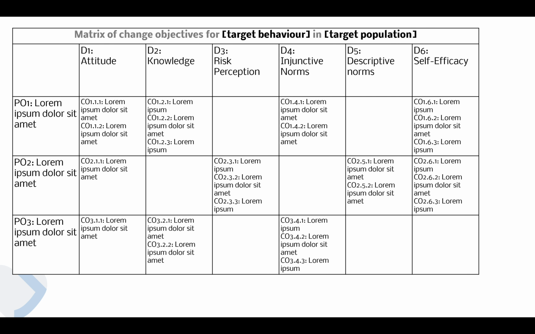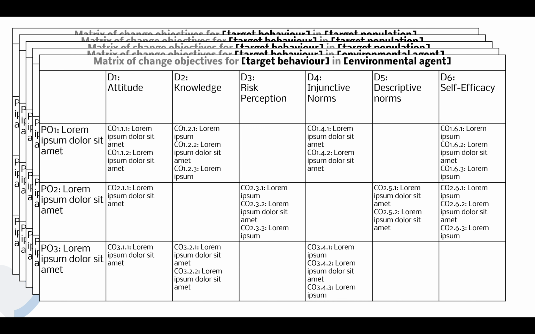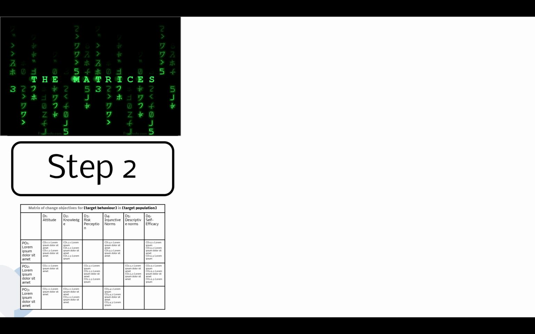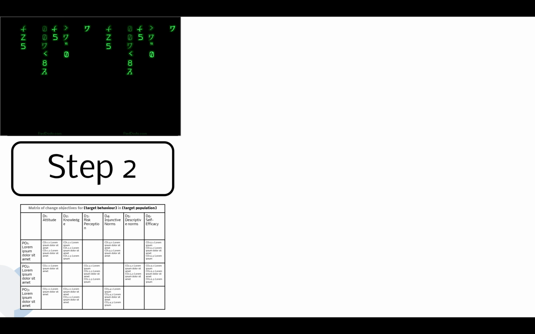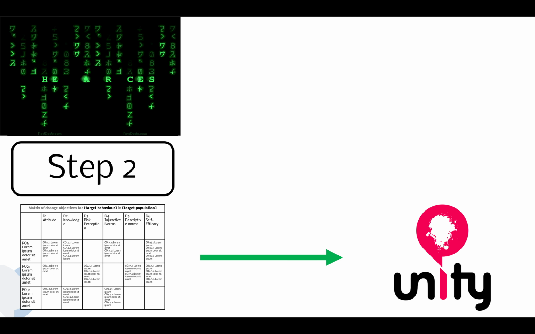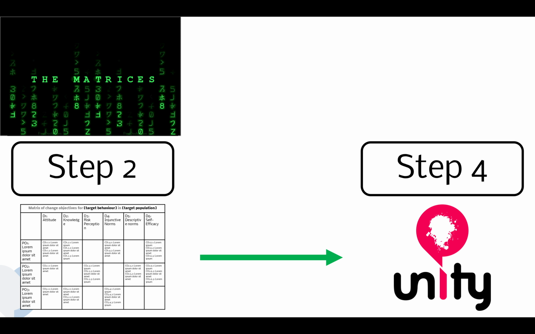So far you've been working on step 2. So hopefully you've been working on matrices and matrices and matrices. That basically summarizes step 2, because those matrices of change objectives are kind of like an overview, a summary of all the work you've done in step 2 to summarize what should change. Then eventually you want to move towards an intervention, and that's what you'll be working on mostly in step 4.